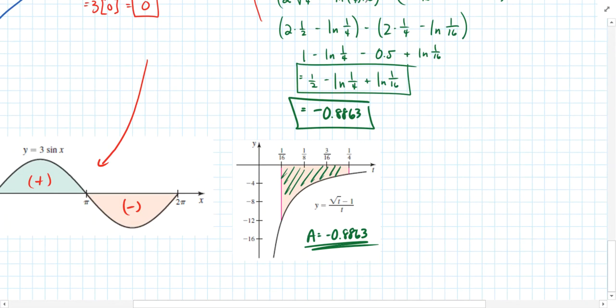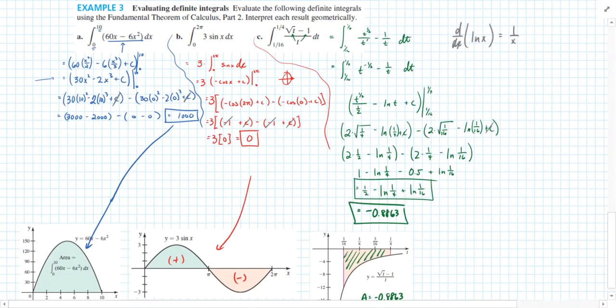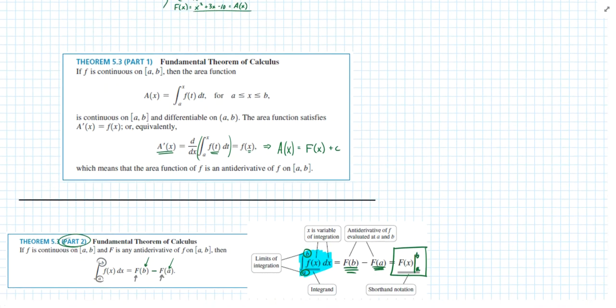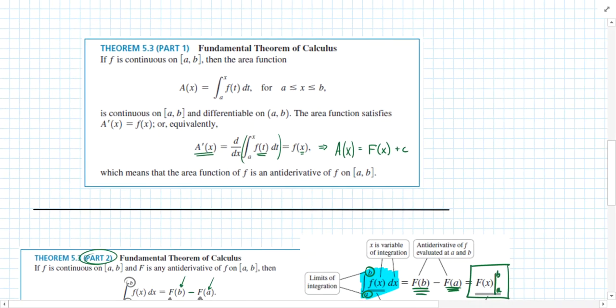So again, I hope that this video was helpful to you. I understand that there's a fair amount of theoretical discussion, especially with the definitions of the area function as well as our fundamental theorem of calculus. But the more we talk about it, the more you're exposed to it, I think the more it'll start to sink in and make more sense.